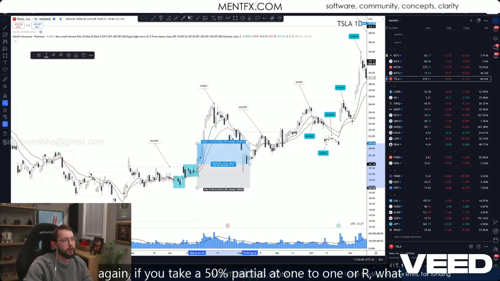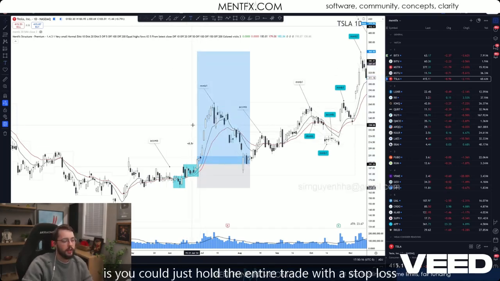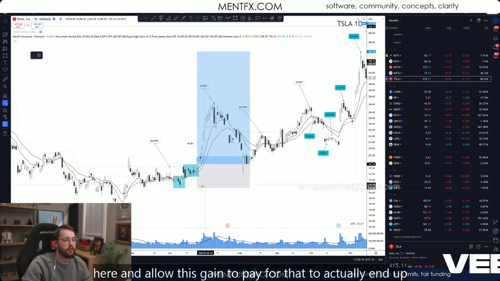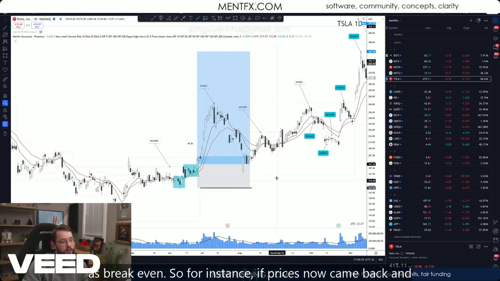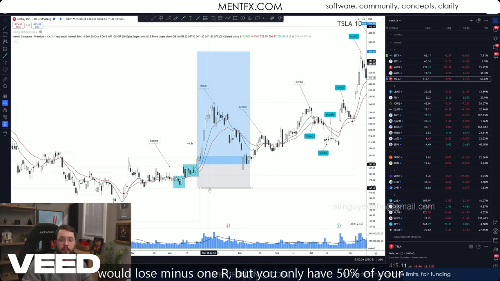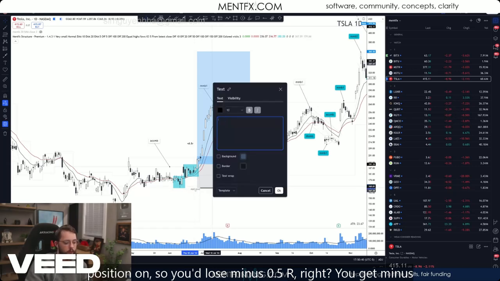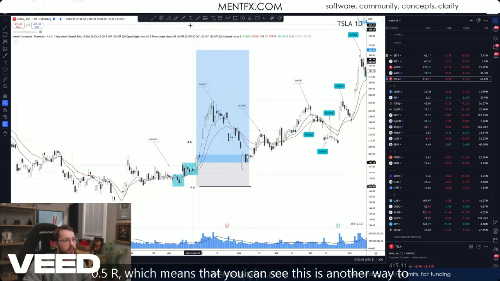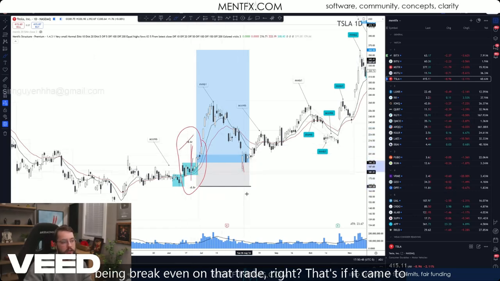So again, if you take a 50% partial at 1-to-1 RR, what does that mean? That means you gain plus 0.5R, very simply. Now, what you could do in a scenario like this is hold the entire trade with a stop loss here and allow this gain to pay for that, to actually end up as break even. So for instance, if price now came back and took you out at this price, what would that mean? Well, you would lose minus 1R, but you only have 50% of your position on, so you'd lose minus 0.5R. Which means that you can see this is another way to break even or think about break evens. You'll fully end up being break even on that trade, right? That's if it came to lose.